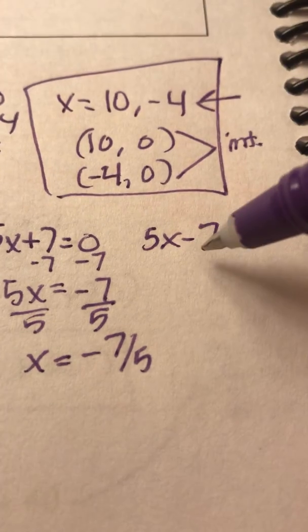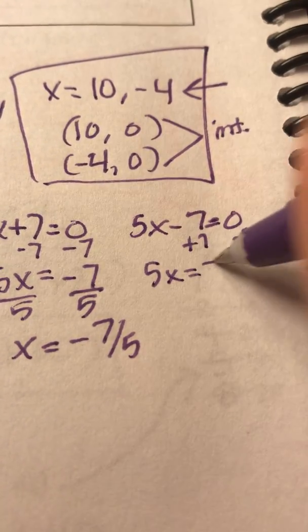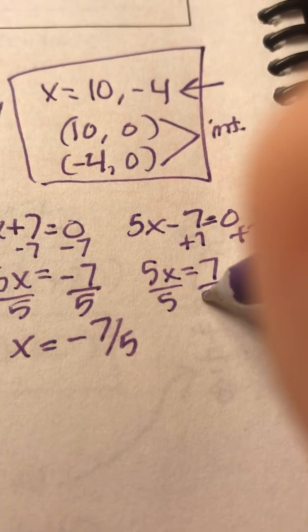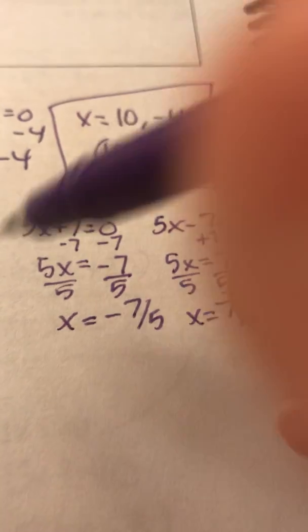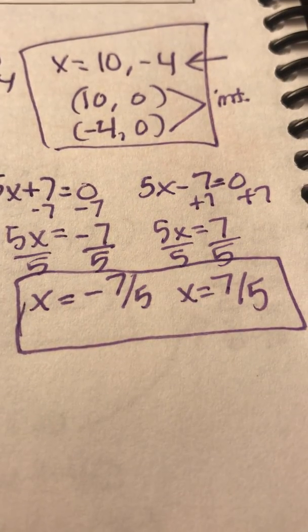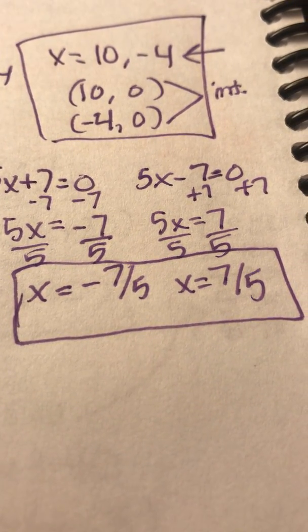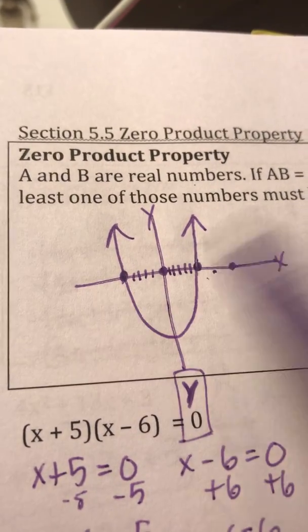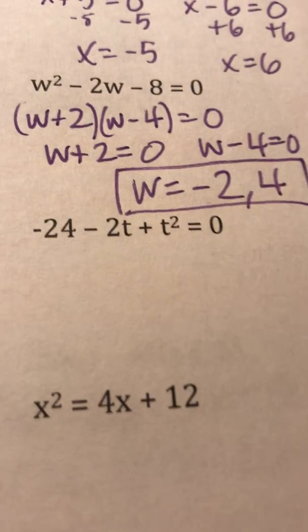Add 7, 5x equals 7, divide by 5, x equals 7/5. Okay, so here we have fractions, x equals -7/5, x equals 7/5. Still the same idea though. It still gives us these 2 points here. All right. Let's look at the next one.